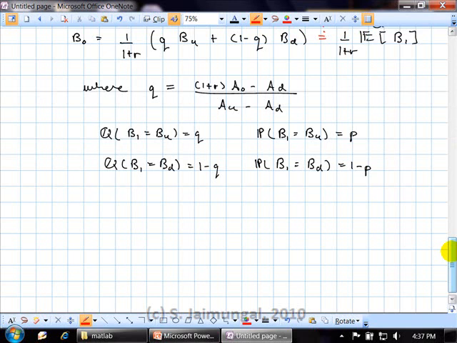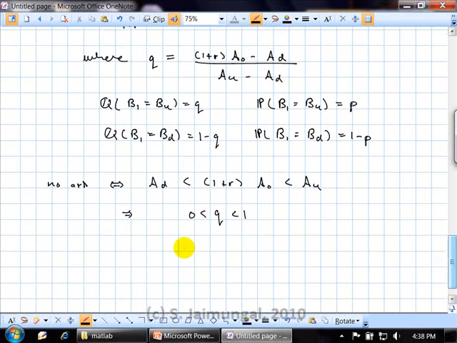Why? Aha, yes. We need to invoke the concept of no arbitrage. The no arbitrage constraint, what is it? Do you remember? It's A_D is smaller than (1 plus R) times A0 is smaller than A_U. So no arb implies that. It's an if and only if statement, in fact, right? We said the economy has no arb if and only if this is true. But this expression implies that Q is between 0 and 1. How? How does it imply that?